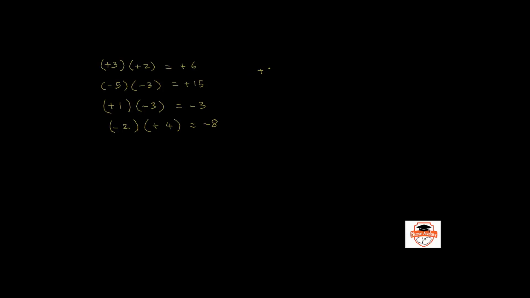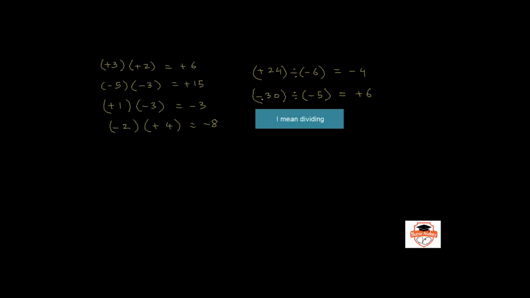positive 24 divided with negative 6 will give you a negative, because the two signs are opposite, and 24 divided with 6 is 4, and negative 30 divided with negative 5 will give you positive 6, because you are dividing a negative with another negative, same signs.